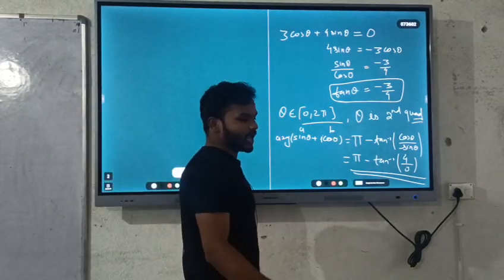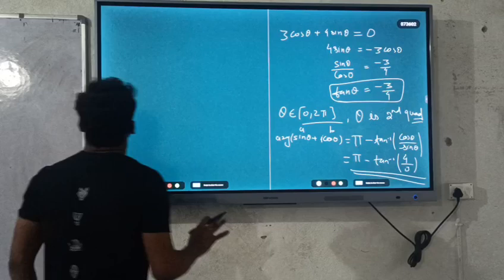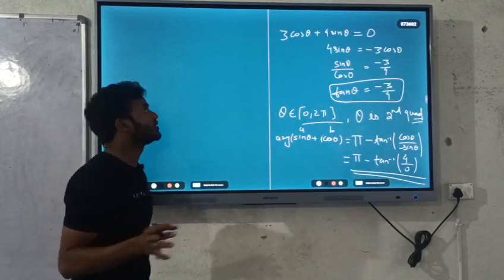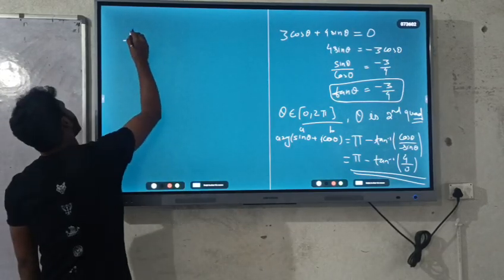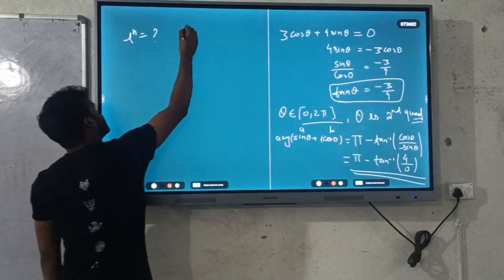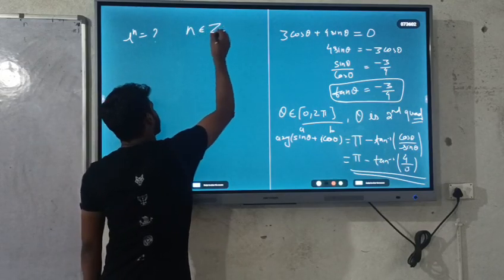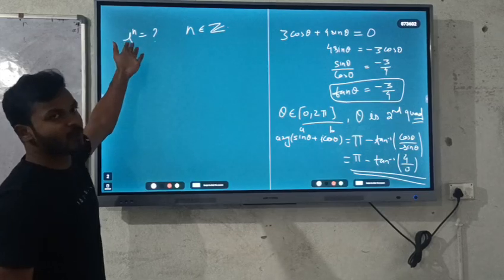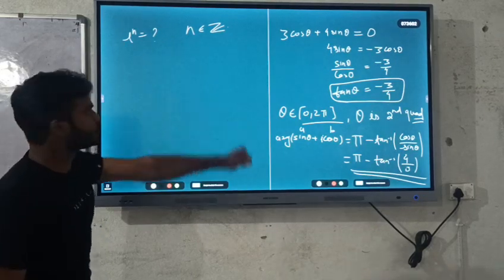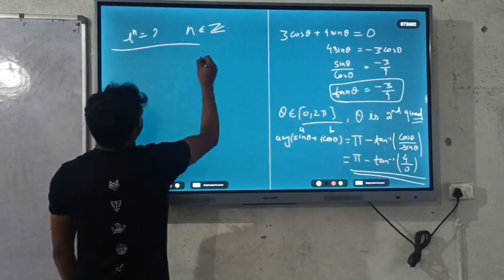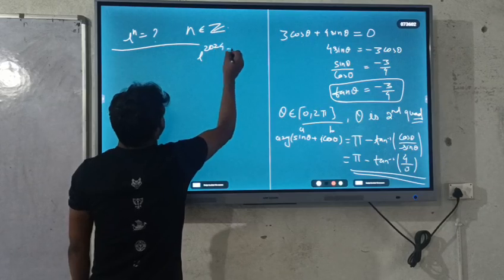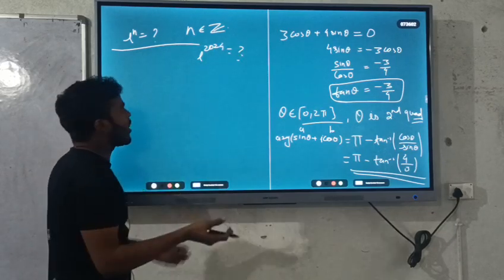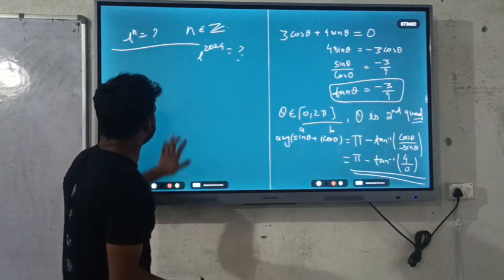Now let's calculate a beautiful relation for the integral power of i. If you want to calculate i to the power n, where n is an integer, in the separate part of our video, we want to calculate this i to the power n where n is an integer number. So how can we calculate it? What is this? Then how can we calculate this? So let's do it.